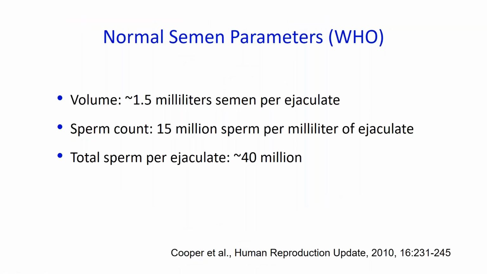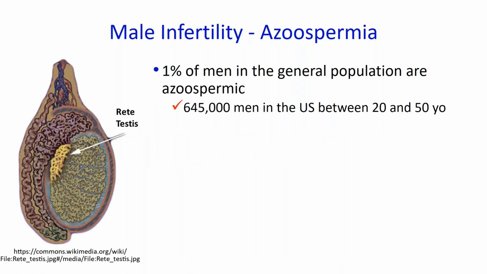If all of this process of spermatogenesis works correctly, then the World Health Organization tells us that a normal semen sample should include 1.5 mL of semen per ejaculate, and in that ejaculate, the sperm concentration should be 15 million sperm per milliliter. And if you multiply the volume times the concentration of sperm, the overall number of sperm in an ejaculate should be about 40 million sperm.